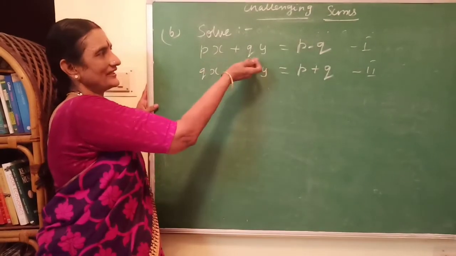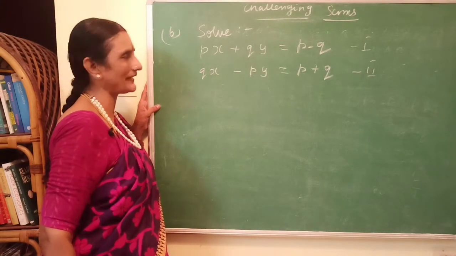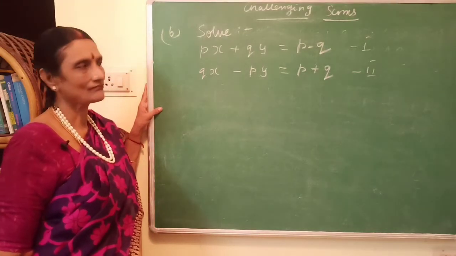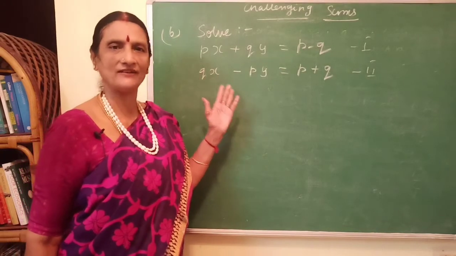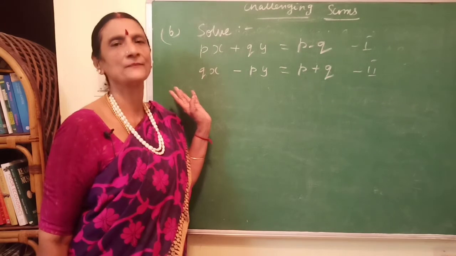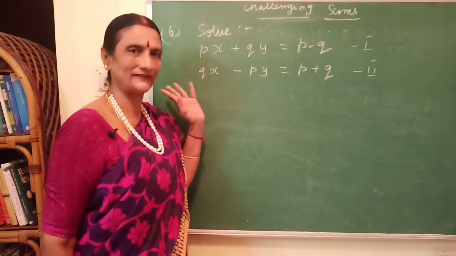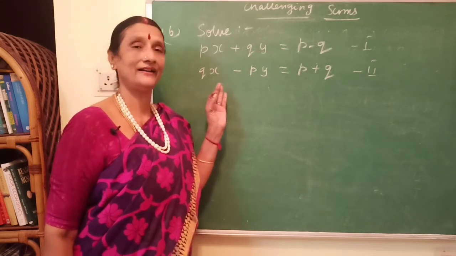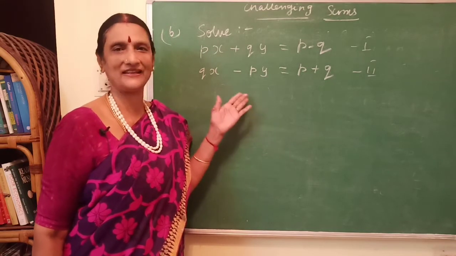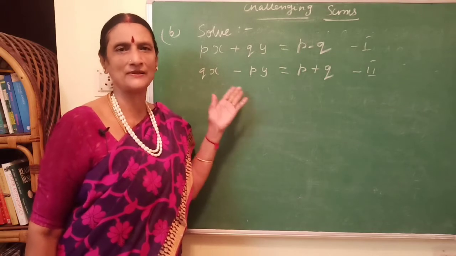The next sum, we can solve this sum: px plus qy is equal to p minus q, and qx minus py is equal to p plus q. This is a very simple algebraic solving sum with only literal numbers and constants. Sums of this type can be solved by 2 methods, elimination method and formula method, which will work easily for these sums. But today we will solve this by elimination method. That's also a simple solution only.